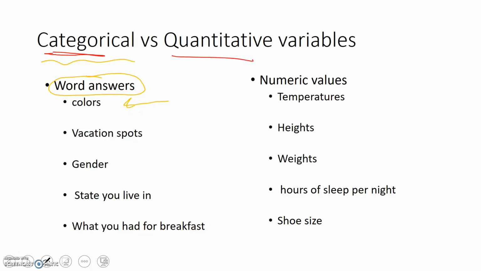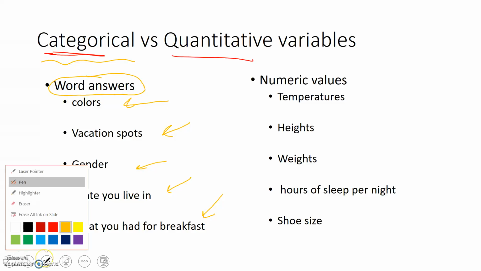They can't be like 5. Because if someone said 5 is their favorite color, you'd go, that's not a color. They'd have to pick like red, blue, or green. Favorite vacation spot would be another good one. What gender you are, state that you live in, what you had to eat for breakfast. All of those kind of have to be a word answer. Because again, if you gave something else, somebody would look at you and go, oh, that doesn't make any sense.